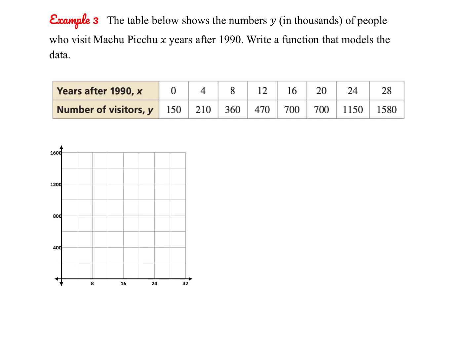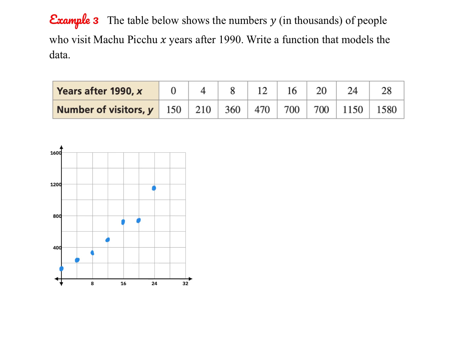We are just going to have to estimate for some of these. Like 0, 1, 50 is going to be somewhere around here. And then we have 4, 2, 10, 8, 3, 60. And then we have 12, 4, 70, 16, 700. Then 20, 700 also. And then 24, 1150.